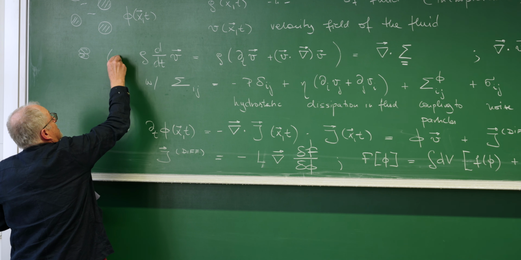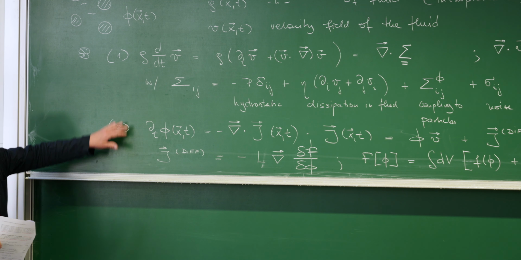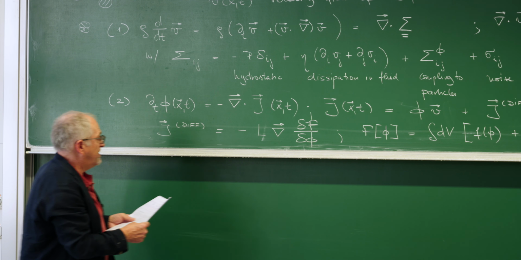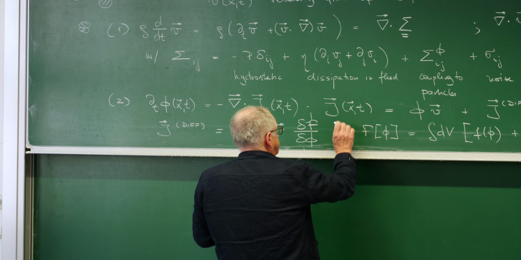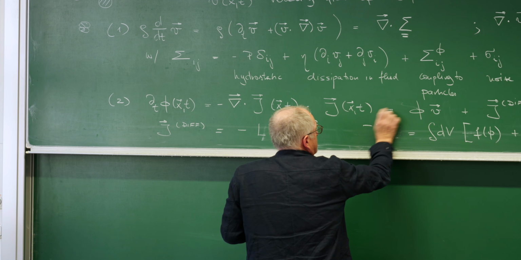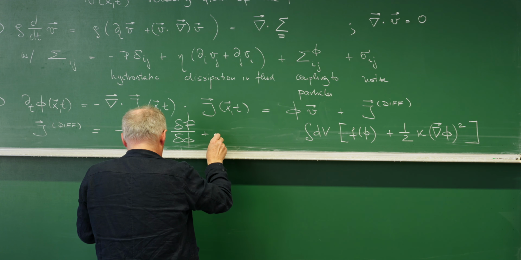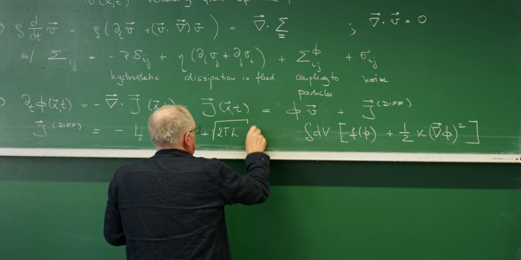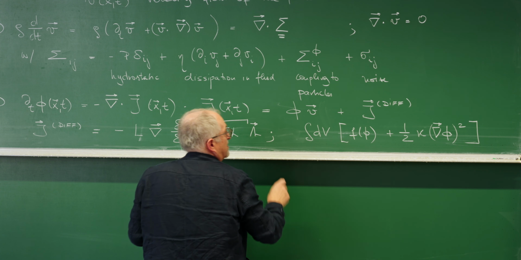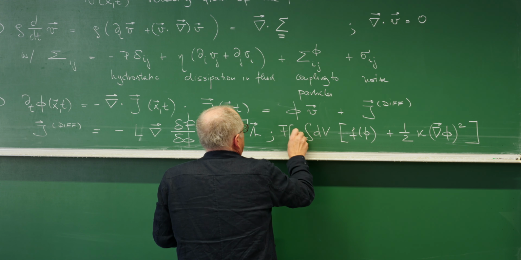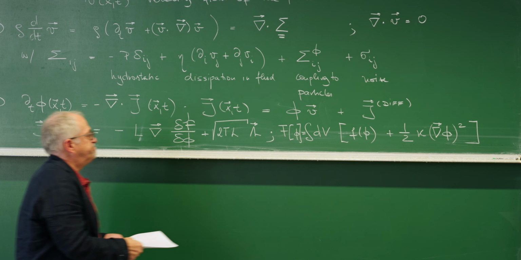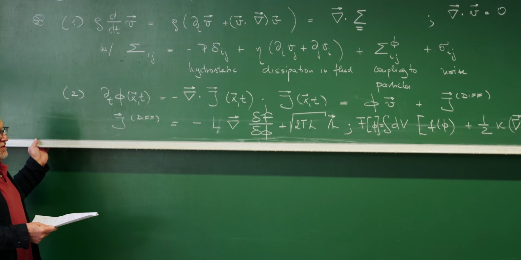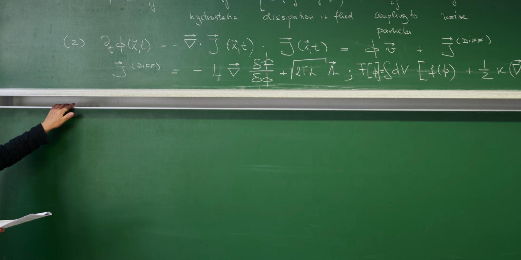That's for the particles suspended in the fluid, and this is for the fluid itself. Oh, sorry, I forgot the noise. So plus square root 2T times L times lambda as before, and this is f of phi. Right? So far, so clear.